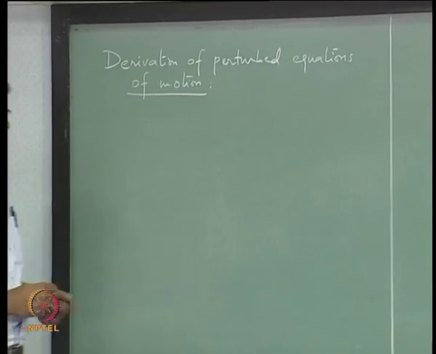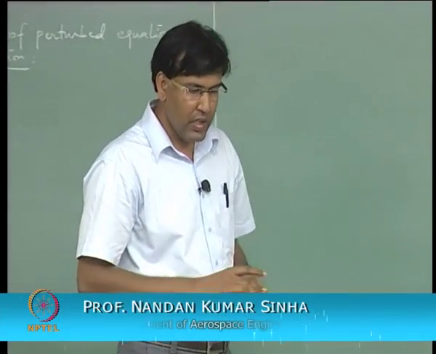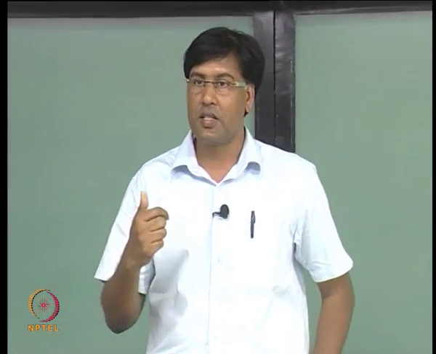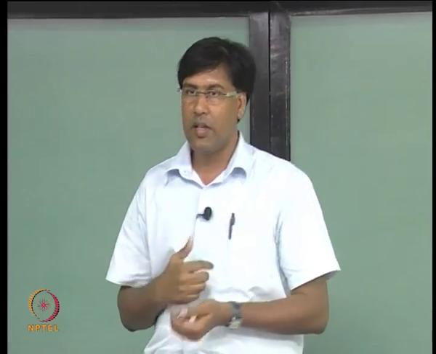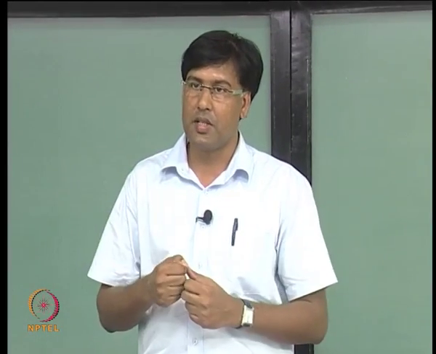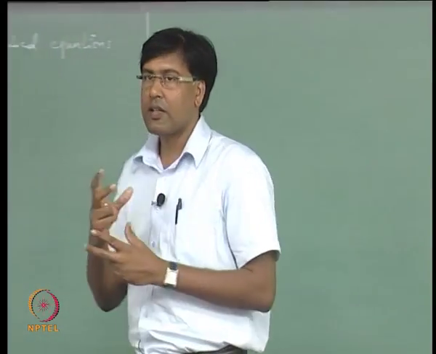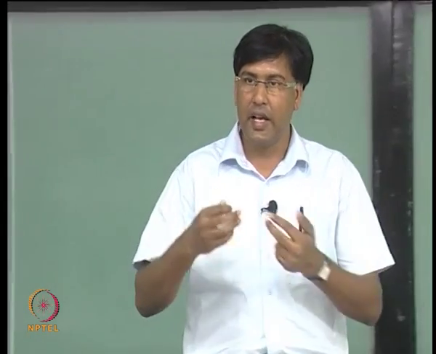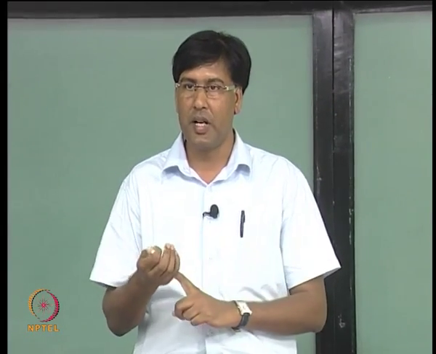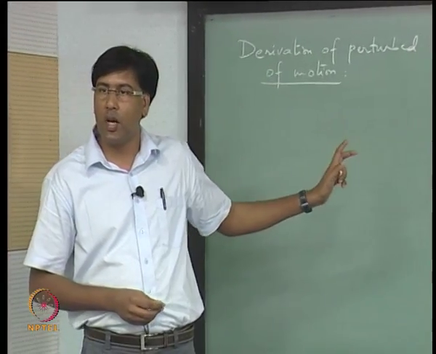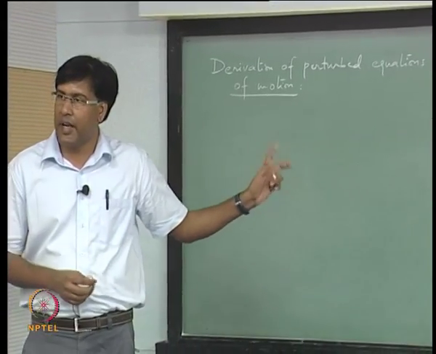Derivation of perturbed equations of motion. If you remember, we said that to look at the dynamic stability of aircraft in any particular equilibrium condition, we need to linearize the equations of motion and then study the dynamics of the perturbed variables, and see if the perturbed variables are decaying in time or not. If they all decay in time, then we will say that the aircraft is stable in that particular equilibrium condition. So, first of all, you need to define one equilibrium flight condition.